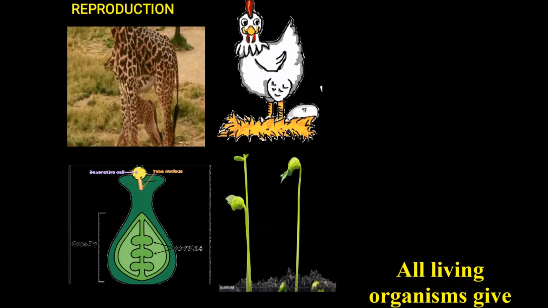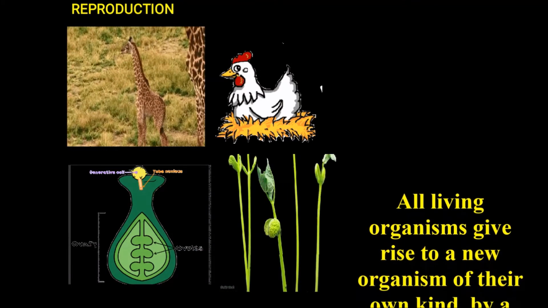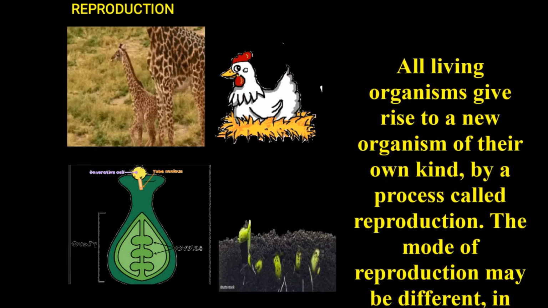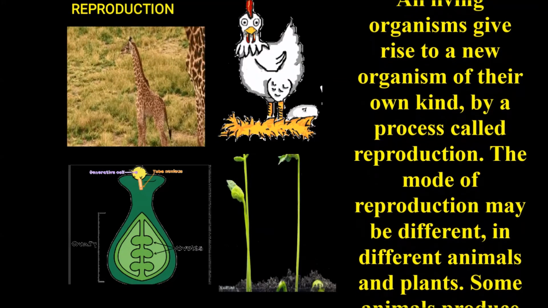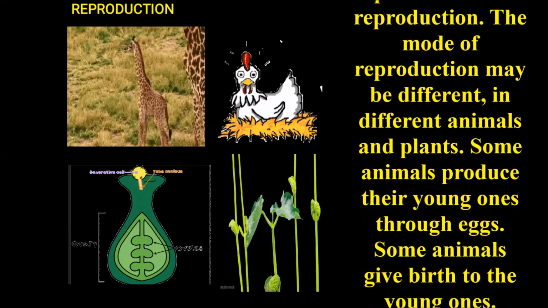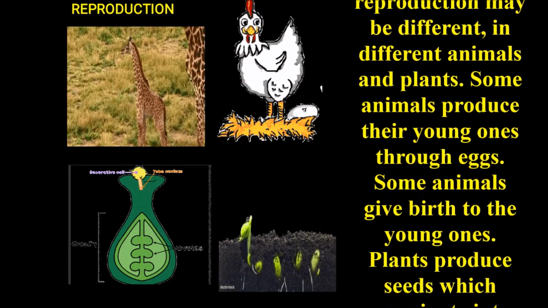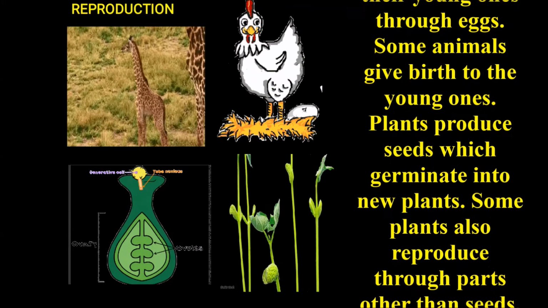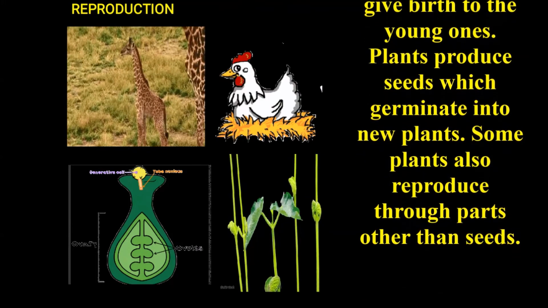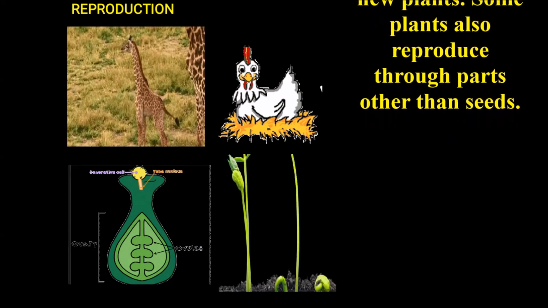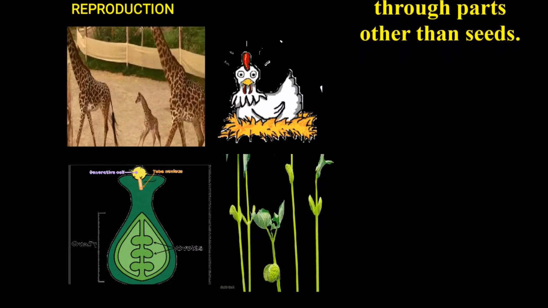Reproduction. All living organisms give rise to new organisms of their own kind by a process called reproduction. The mode of reproduction may be different in different animals and plants. Some animals produce their young ones through eggs. Some animals give birth directly to the young ones. Plants produce seeds which germinate into a new baby plant. Some plants also reproduce through parts other than seeds.